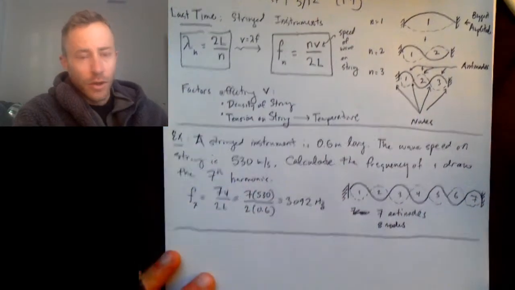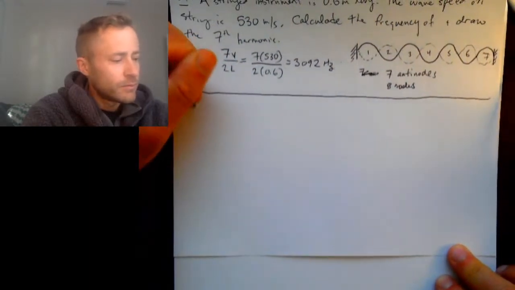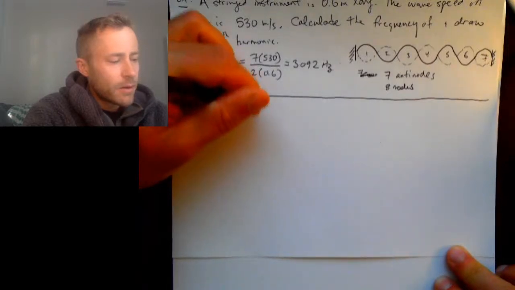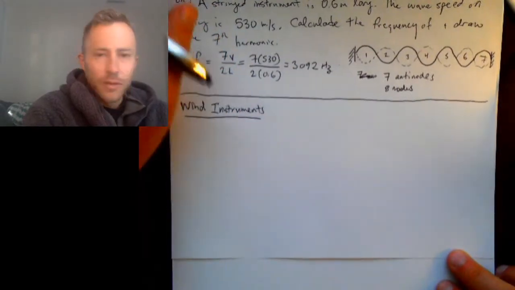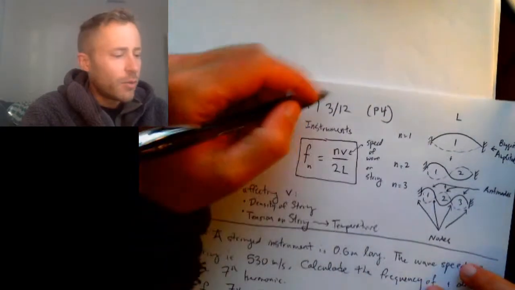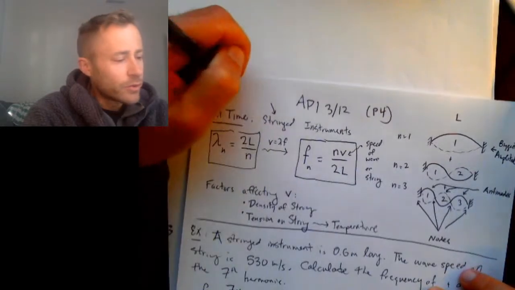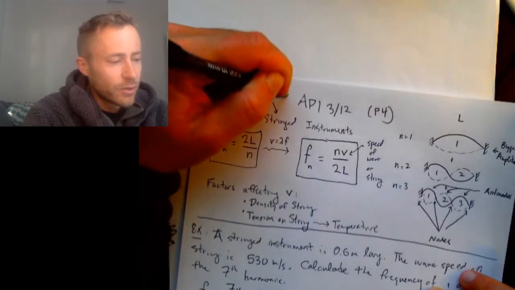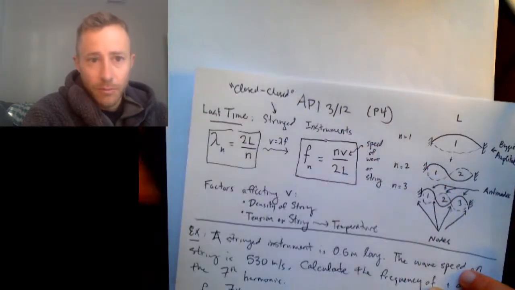So now what we're going to talk about for the rest of today are wind instruments. These stringed instruments, I will often call closed. So in the quiz today, I call a stringed instrument a closed instrument. Closed meaning that it has a node at each end.